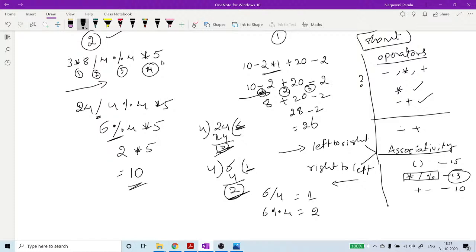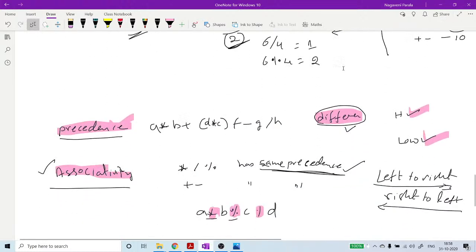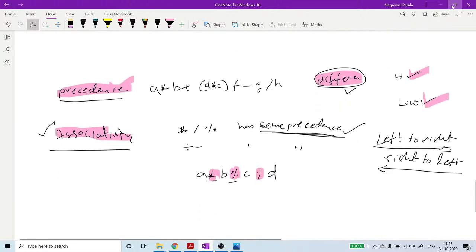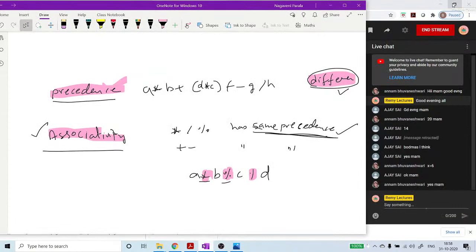So now why did we get 10? Because multiplication, division and modulo have the same priority, so we need to go for associativity, and all of these follow the associativity from left to right, so whichever is first from the left happens first. Okay? Now are the associativity and precedence definitions clear? Yes, Bhuvaneshwari. Thank you.